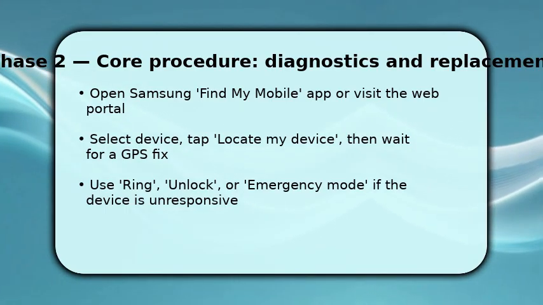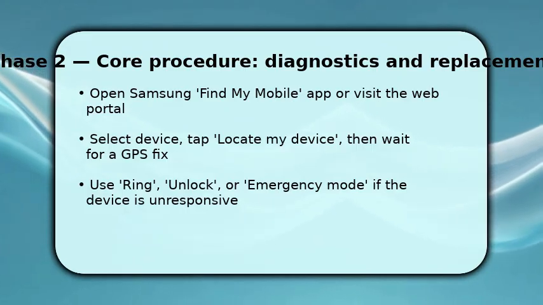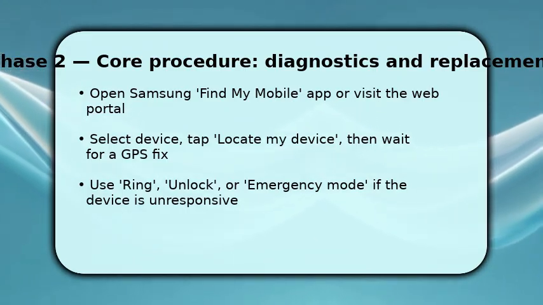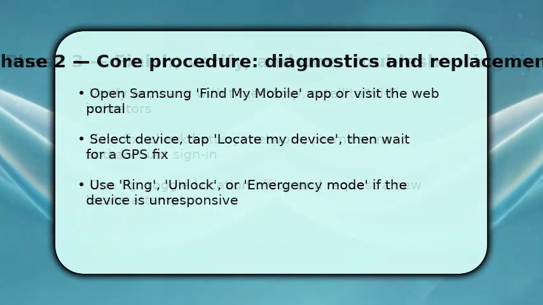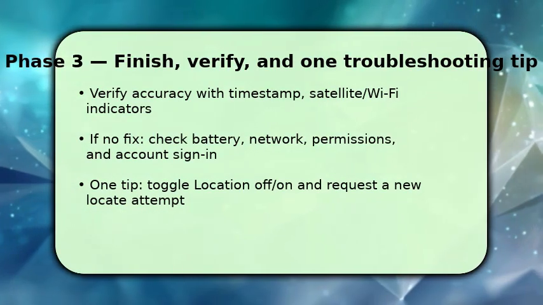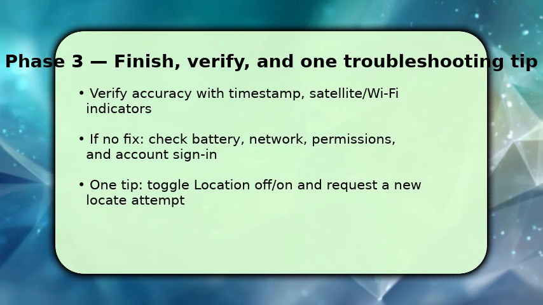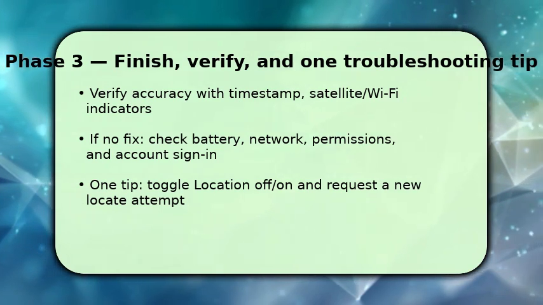Use Ring or Emergency Mode to get attention, or Remote Unlock if you need immediate access and you have authorization to proceed. You finish by verifying the displayed location against the timestamp and signal icons. This tells you how fresh and accurate the fix is.